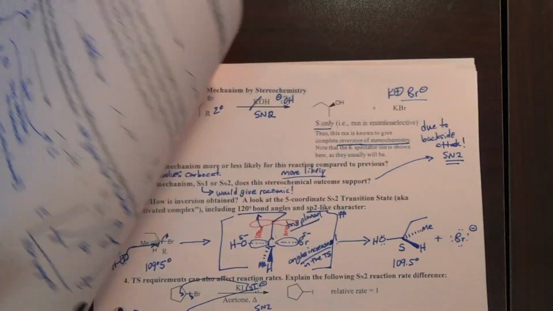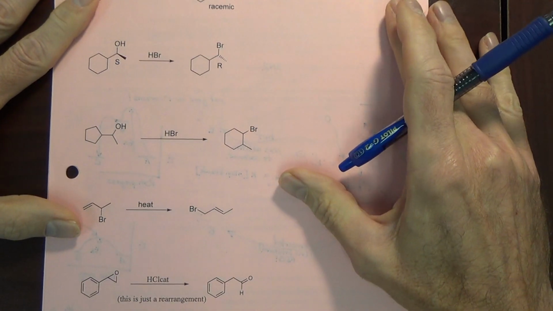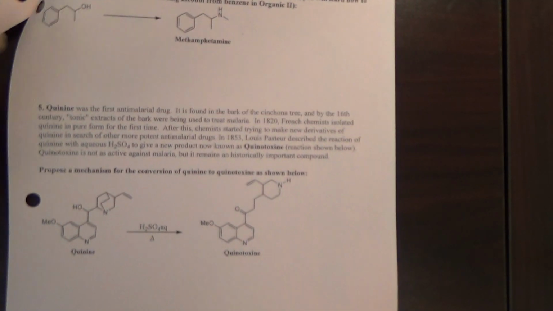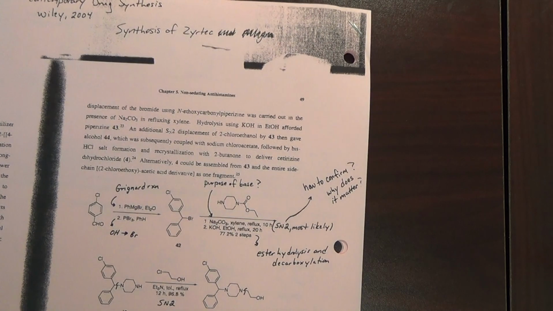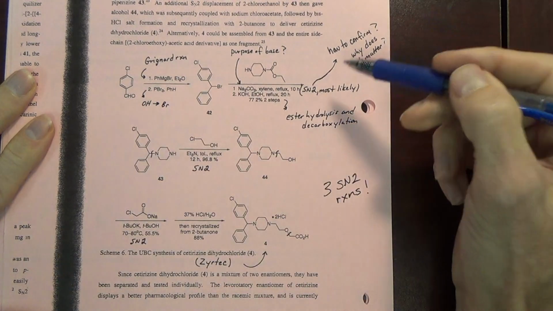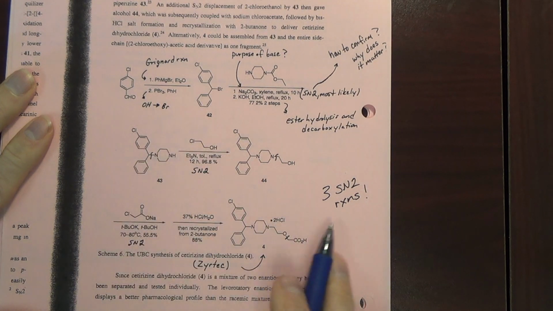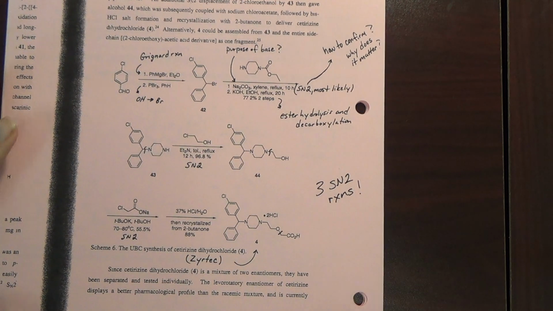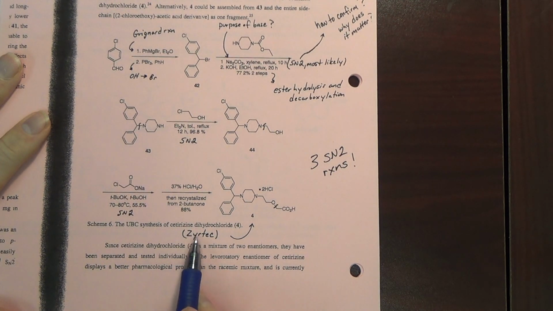You also have on the first page of mechanisms, and on the back there was a second page. Please take a look at this. I hope to maybe look at this in class. It's important. Questions here. There are 3 examples of Sn2 reactions on this page where it shows a synthesis of the antihistamine drug Zyrtec, which some of you maybe have taken before.